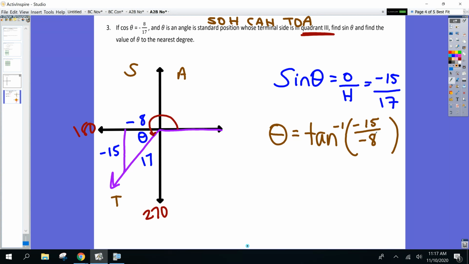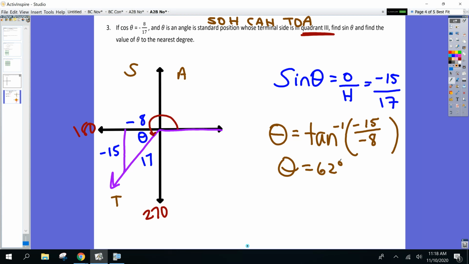And about to the nearest degree, what are you guys getting? Make sure you're in degree mode. You're getting about 62 degrees. Is that right, guys? 62. Okay. We know that's not my answer because that's not in the third quadrant. I told you guys yesterday, your calculator is always going to give you what type of angles back? Reference angles. Okay? Never expect an actual angle if you're in quadrant 2, 3, or 4. You're always going to get the reference angle.